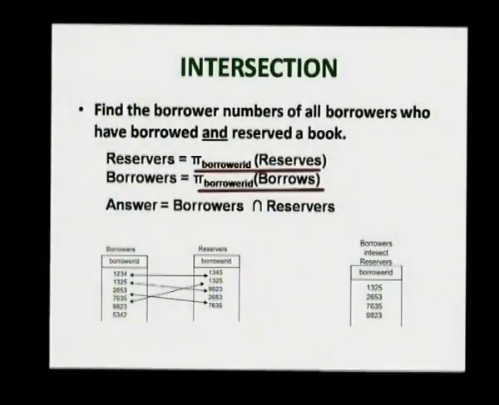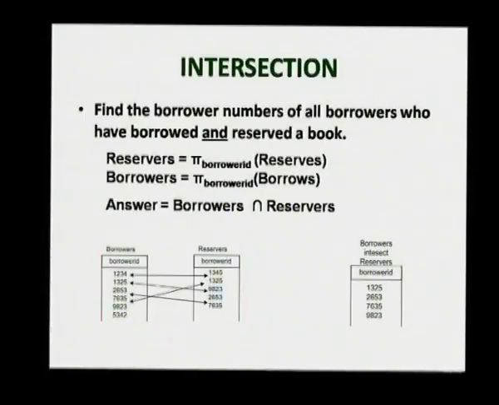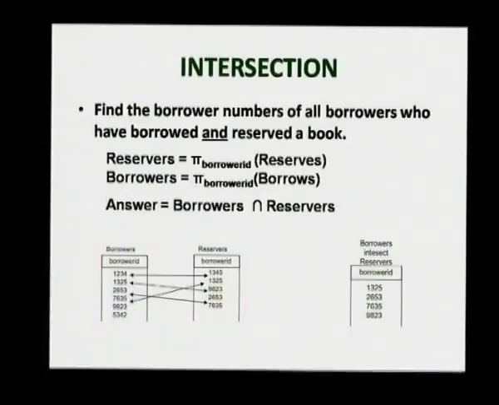In the previous example we saw one relation only, that is suppliers. Here we are seeing two relations, reserves and borrows, and they may not have the same attributes or the same schema, but once we project out the borrow ID, the results will have the same schema, and those two together you can intersect. So, the answer is borrowers intersection reserves. We are only bothered about the borrow ID of borrows and the borrow ID of reserves, and the intersection of these two alone will come out.